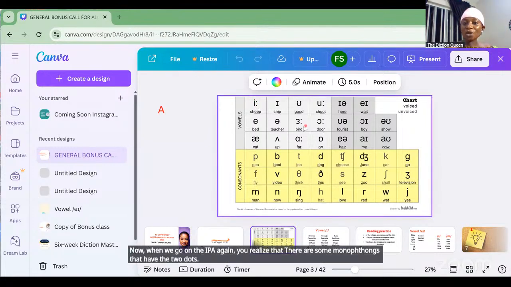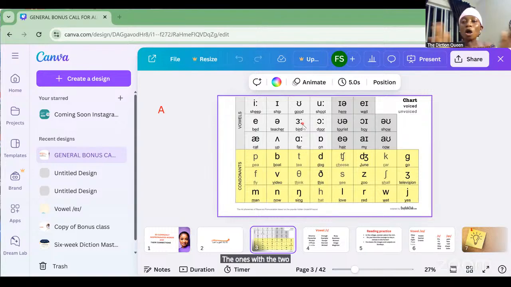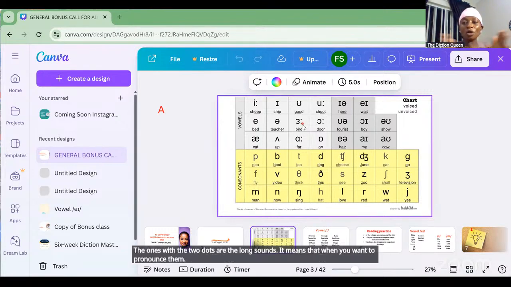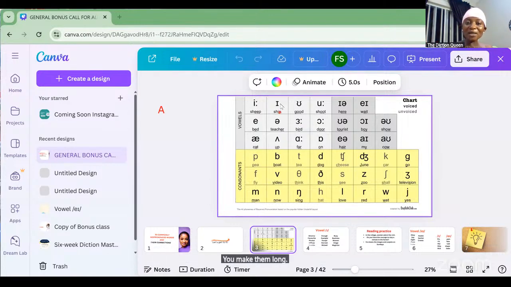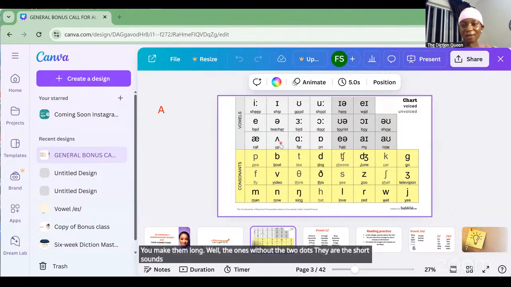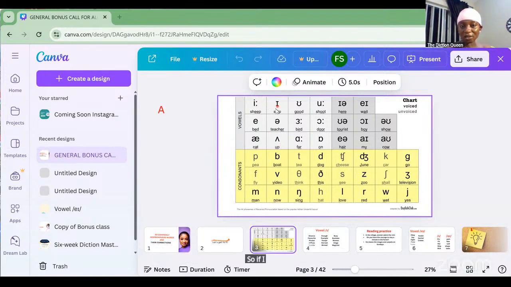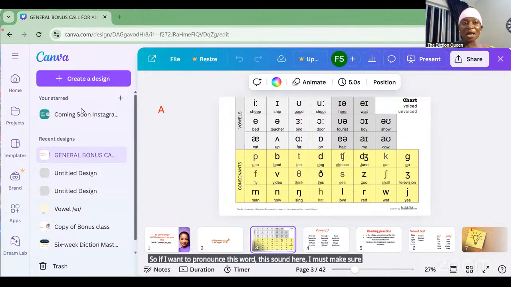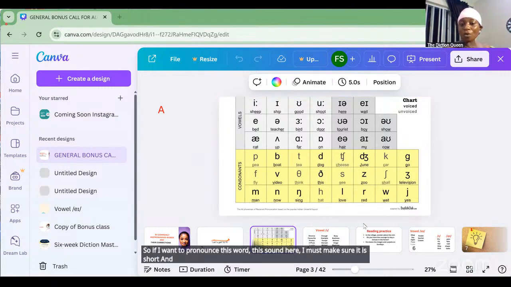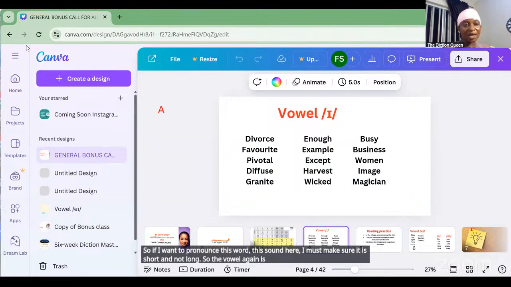The ones with the two dots are the long sounds. It means that when you want to pronounce them, you make them long. While the ones without the two dots are the short sounds. When you want to say them, you make them short. So if I want to pronounce this word, this sound here, I must make sure it is short and not long. So the vowel again is eh, eh, eh.